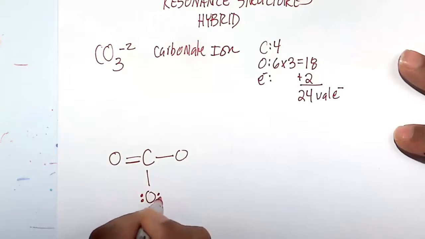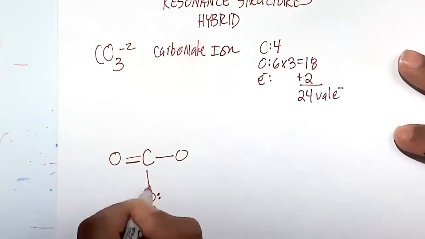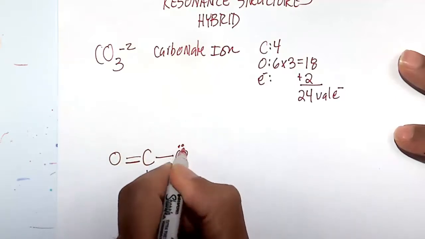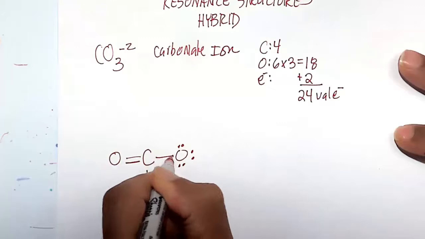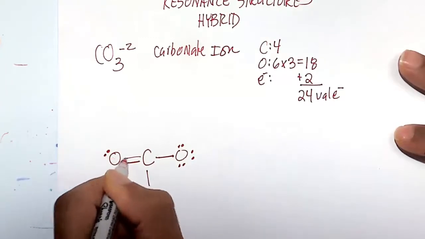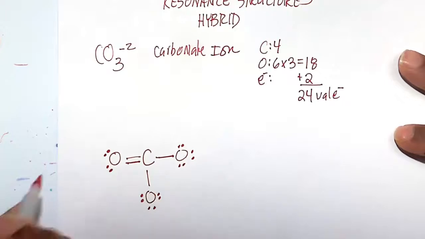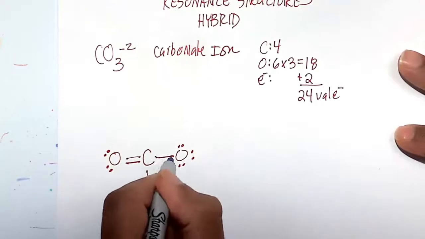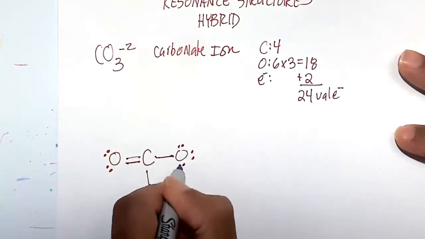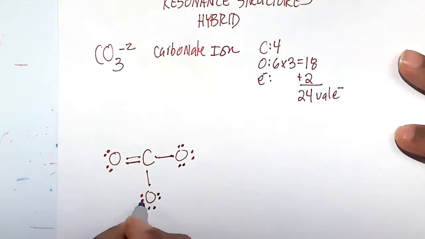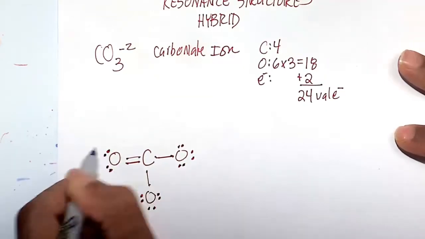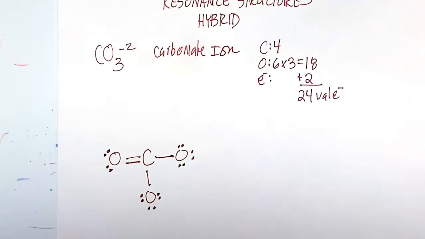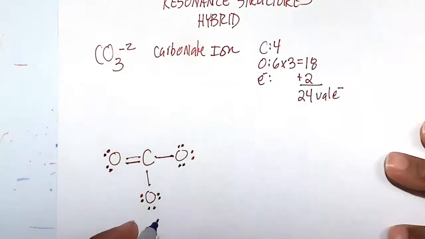So 1, 2, 3, 4, 1, 2, 3, 4, 5, 6, 7, 8, and then 1, 2, 3, 4, 5, 6, 7, 8, and then this would be 1, 2, 3, 4, 5, 6, 7, 8. So 24 valence electrons. I'm pretty sure we have 24 in here. Let's go ahead and count them to make sure. 1, 2, 3, 4, 5, 6, 7, 8, 9, 10, 11, 12, 13, 14, 15, 16, 17, 18, 19, 20, 21, 22, 23, 24. Yeah, so 24 valence electrons.